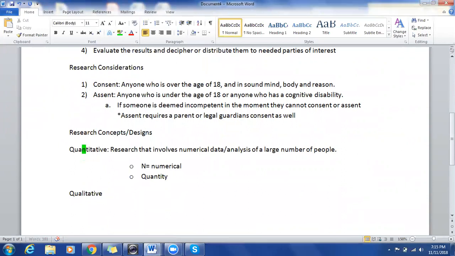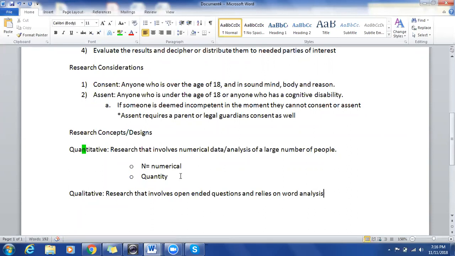Okay. So then qualitative, we're looking at research that involves open-ended questions and relies on word analysis.